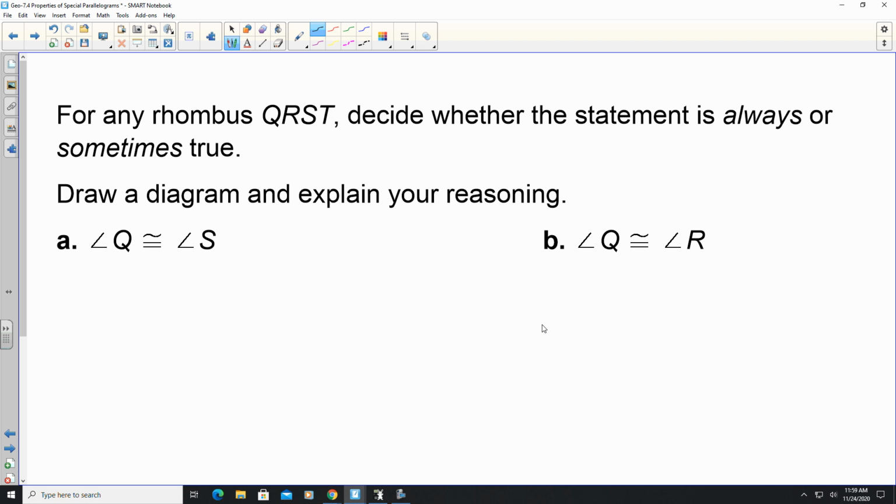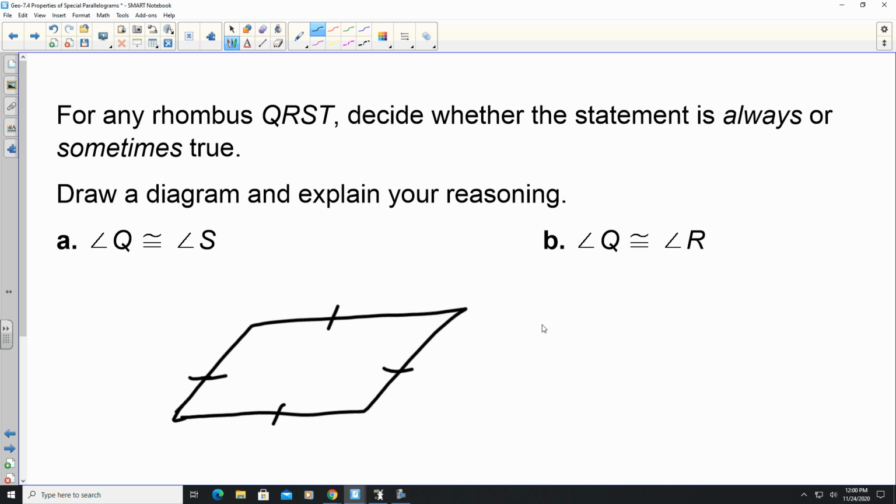So in this passage here, it says, for any rhombus QRST, they need to decide whether the statement is always true or sometimes true. Okay, so let's just say I drew out a rhombus here, and we got Q, R, S, and T. The first thing is they drew a diagram, which we did. They wanted you to show if angle Q is congruent to angle S. They want you to say, is it always true, or is it sometimes true for Q to be congruent to S?